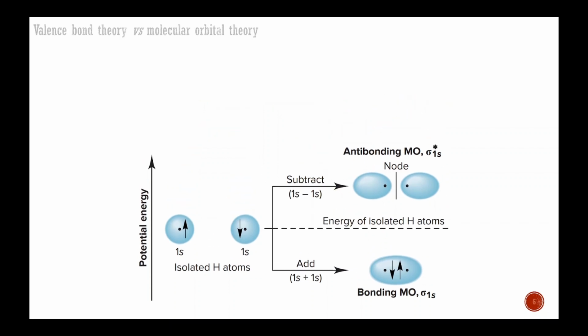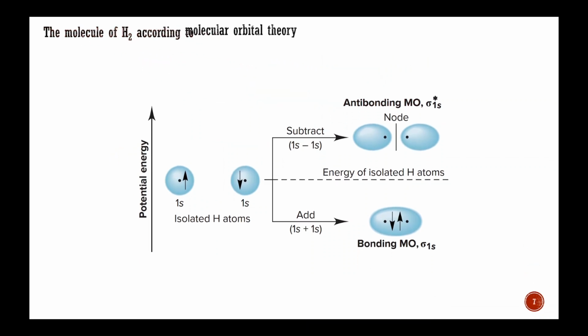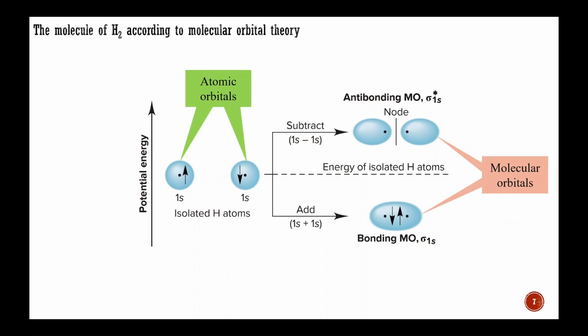To begin our discussion, we should consider the hydrogen molecule, the simplest homonuclear diatomic molecule. According to valence bond theory, a hydrogen molecule forms when 2 hydrogen atoms are close enough for their 1s atomic orbitals to overlap. Whereas, according to molecular orbital theory, 2 hydrogen atoms come together to form a hydrogen molecule when their 1s atomic orbitals combine to create molecular orbitals.